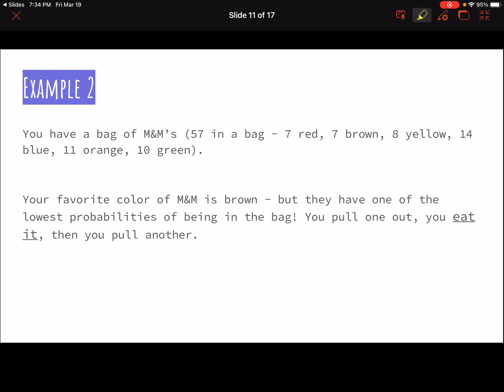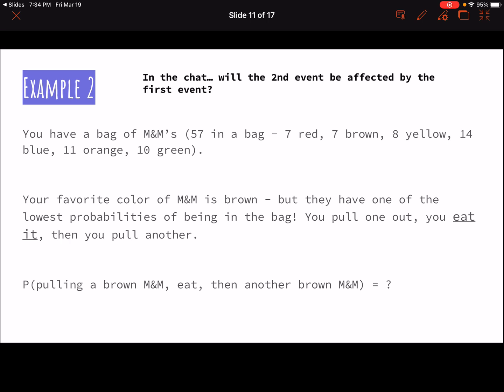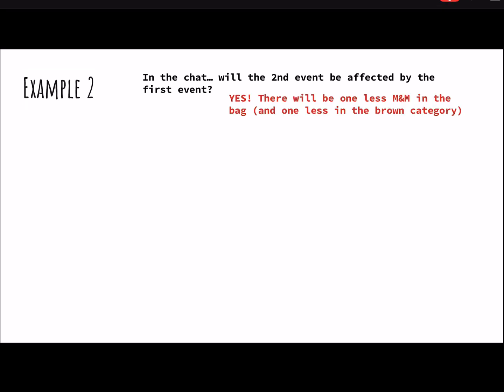But they have the lowest probability of being pulled. There's only 7 brown M&Ms in this huge bag of M&Ms. So we want to know what's the probability that you pull a brown M&M and you eat it and then you pull another brown M&M. So the question that we need to consider is, will the second event be affected by that first event? So will the second event of pulling that second brown M&M be affected based on you pulling your first brown M&M? And in this situation, yes, it will.